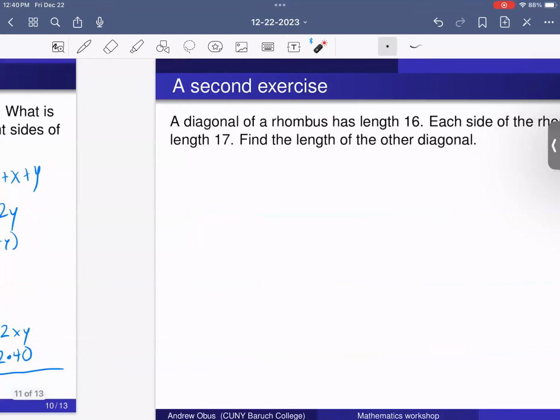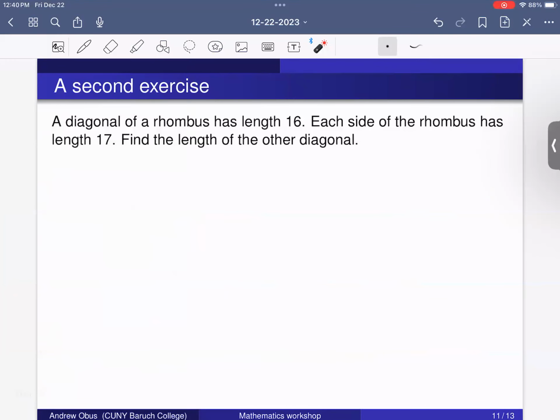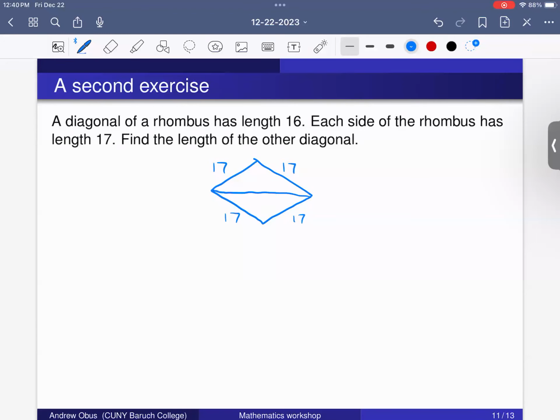All right, so for matters of time, I'm going to leave this as an exercise. Maybe we're not going to do this together. You can do this for extra homework if you want. A diagonal of a rhombus has length 16, and each side of the rhombus has length 17. Find the length of the other diagonal, and my hint is just try to draw a picture. So if this is 17, all of the sides have length 17 because it's a rhombus. And if this diagonal here has length 16, then the question is, can you find the other diagonal?